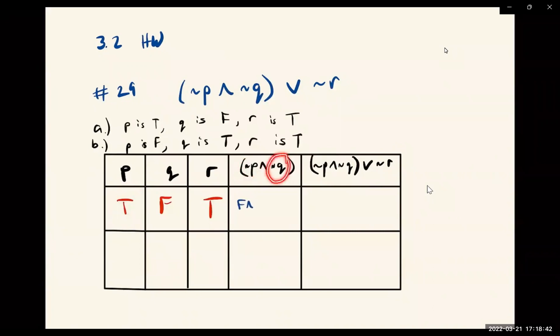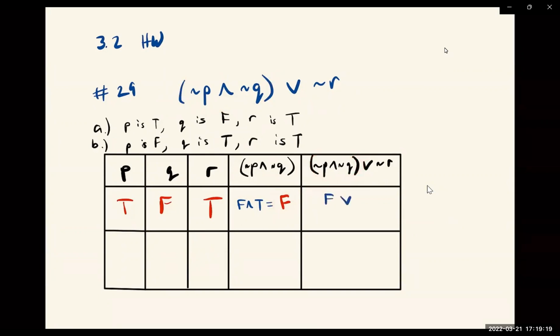And not Q would be the opposite of false, which is true. So what is that going to equal? False and true equals false. Because for and, they both have to be true. But for or, one could be true or one could be false. That's right. Yeah, you got it. All right. And the nice thing about breaking it up into smaller pieces is that now we already know what this is. It's F. So let's just put an F.